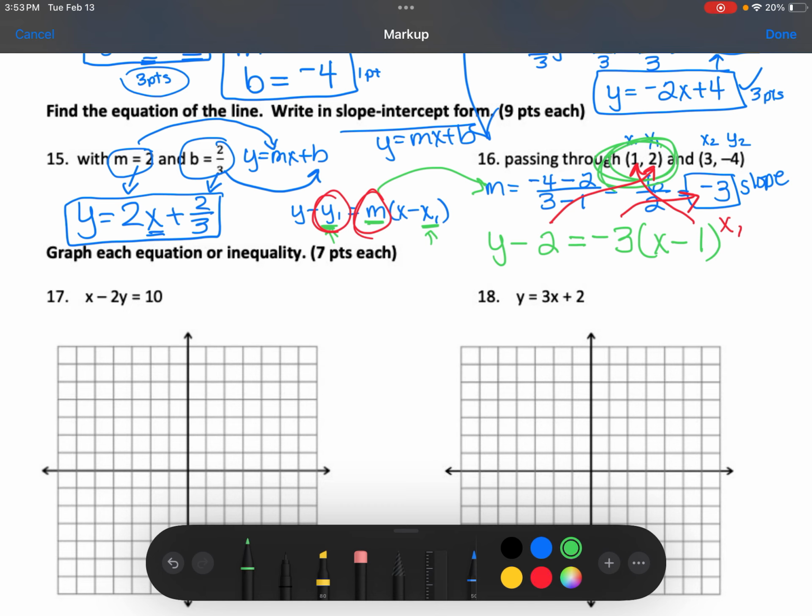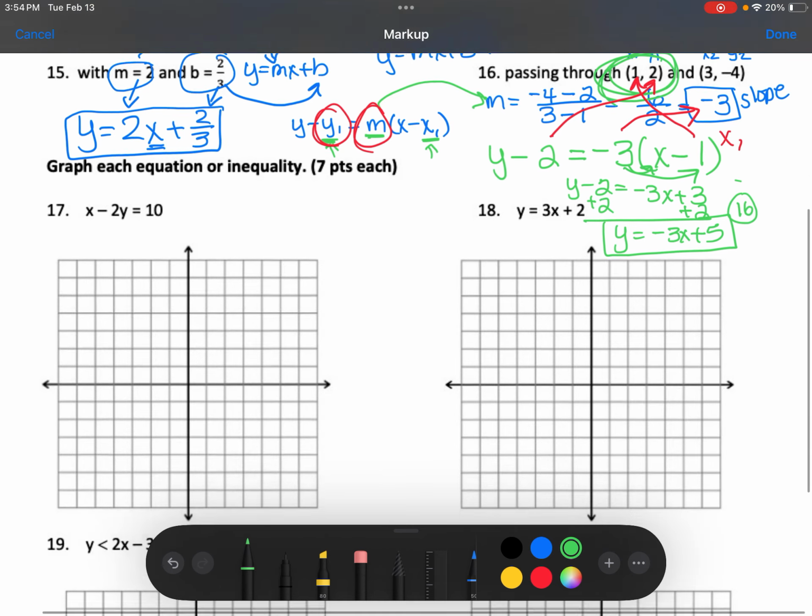Okay, let's solve this problem for y. So I'm going to have y minus 2 equals, and now I'm going to do distributive property. So I get negative 3x plus 3. Okay, and now I need to add 2 on both sides because I'm trying to get y by itself. So that's y equals negative 3x plus 5. And that's your answer for number 16. Okay, I know it's looking a little bit crazy on here.